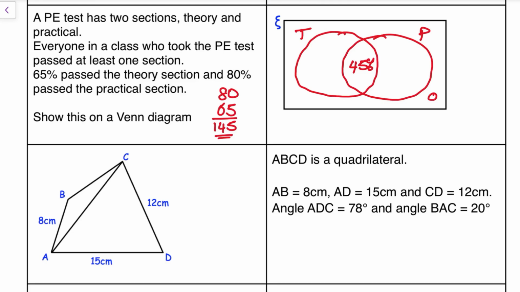Now, if I look at the 65% who passed the theory, which is this bit here, I've already got 45% in the middle, so there's a remaining 20% here. And similarly, 80% passed the practical, I've already got 45% in the middle, so therefore there's 35% in this part here. And that's it. Show it on a Venn diagram. I've done that. Question done.